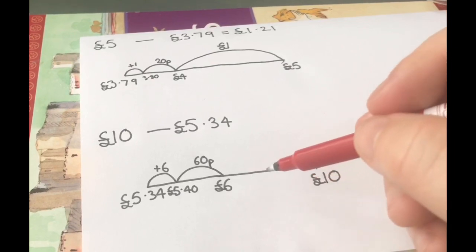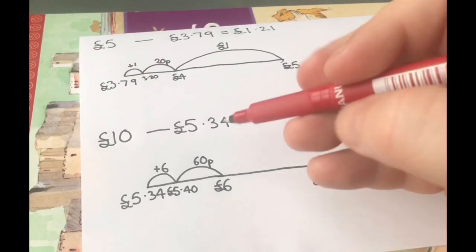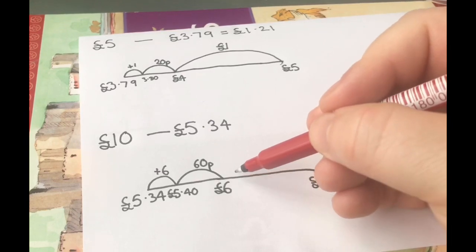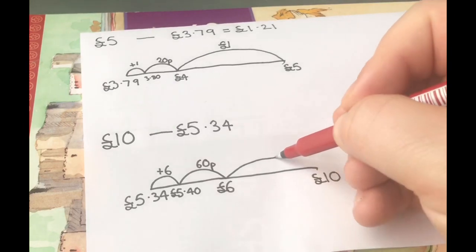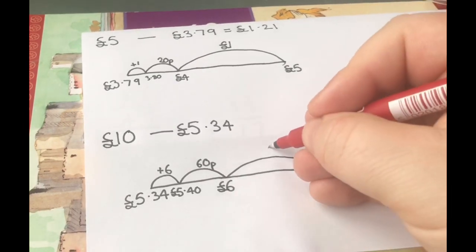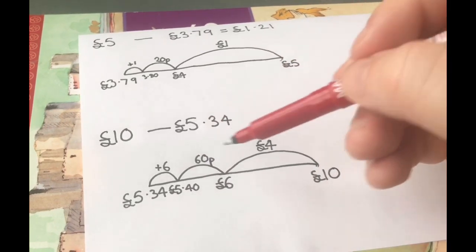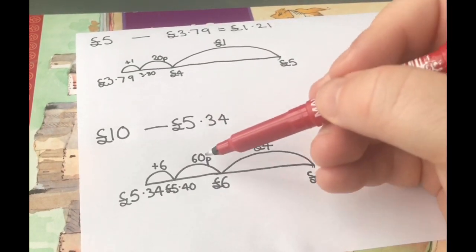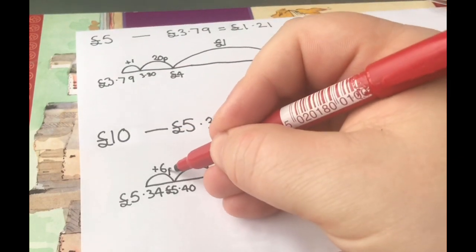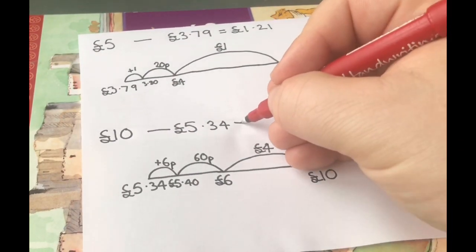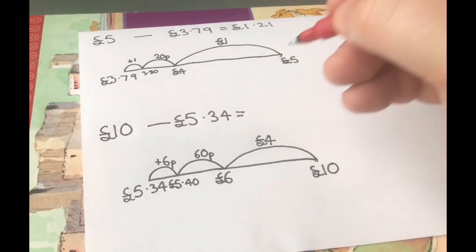And now how many pounds do we have difference between 6 and 10? Let's add up. So we're on 6, 7, 8, 9, 10. We have to do a jump of 4. £4. So we've now got £4, 60p and 6p. And I'll just put a p there. And if we just read it, £4 66p, we don't even have to do any maths.